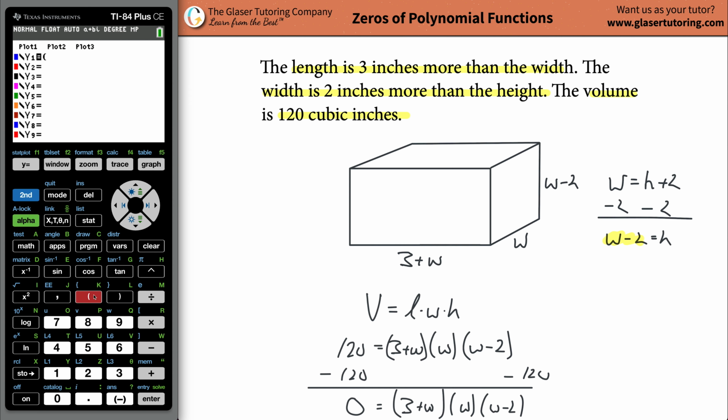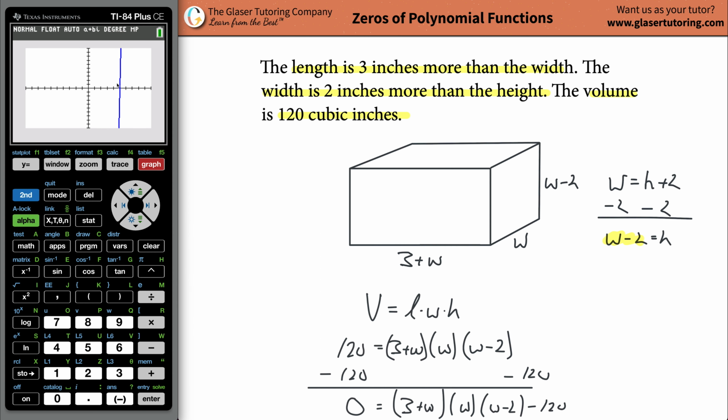So watch. Don't forget to subtract the 120. That was silly. Don't forget that part, otherwise you're going to get a totally different answer. So you're going to type in 3 plus x. I know it's w in the equation, but it doesn't make a difference from the calculator's perspective. Then type in x, and then x minus 2. And then don't forget minus 120.